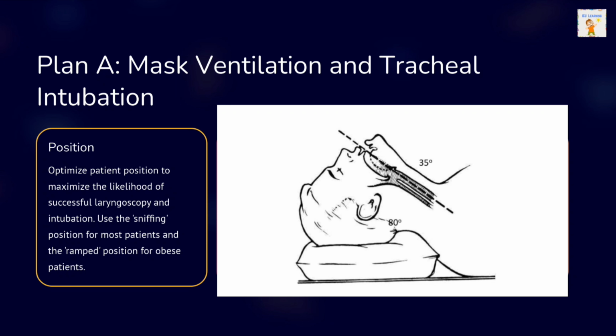Now, this is called the sniffing position. This is the optimal position for bag and mask ventilation and tracheal intubation. Here there is extension at the atlanto-occipital joint and flexion at the cervical joint. This position maximizes the likelihood of successful laryngoscopy and intubation. If the patient is obese, we should use the ramped position.